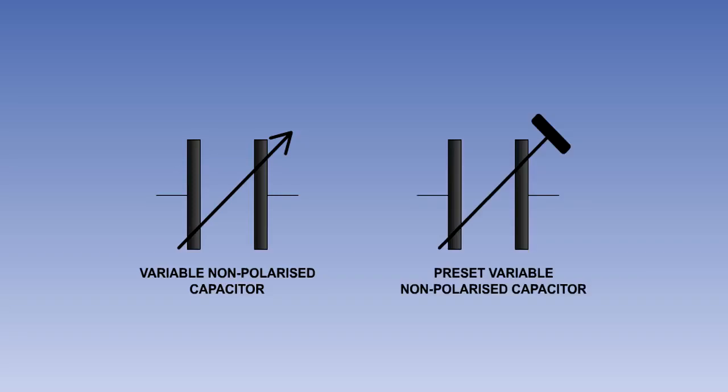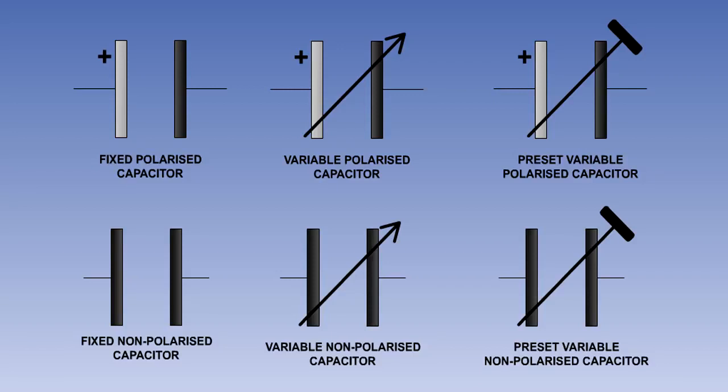This is the circuit symbol for a variable non-polarized capacitor. Next to it is the symbol for a preset capacitor, which can have its capacitance adjusted by maintenance personnel. Here is a summary of the electrical circuit symbols used for the various types of capacitor. Familiarize yourself with them before moving on.